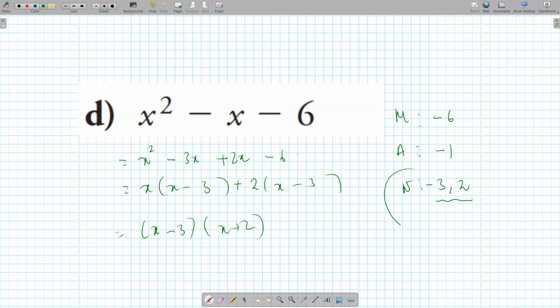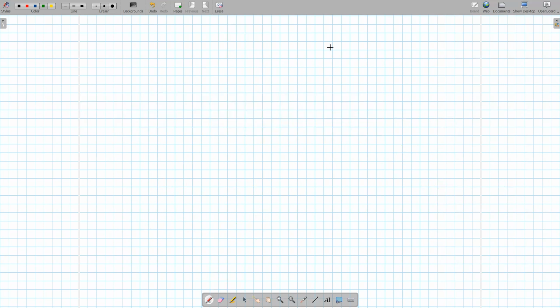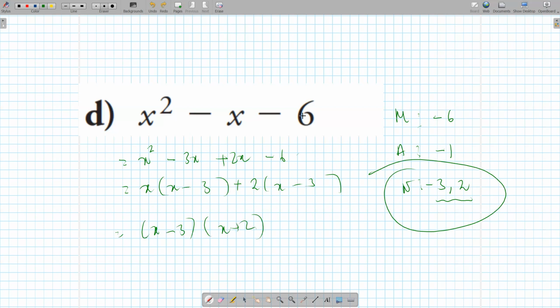The hardest part is coming up with the numbers, but as you do this, it's going to come quicker and quicker. Because there's only two things that multiply to 6. It's either 1 and 6 or 2 and 3. 1 and 6 would not add up to -1 in any way. So it must be 2 and 3. And 3 is negative because it's adding up to a negative number.